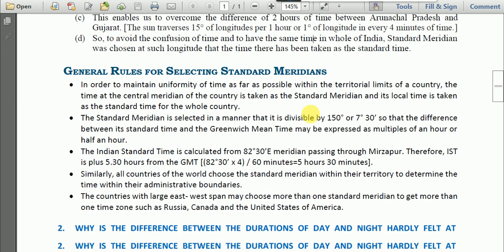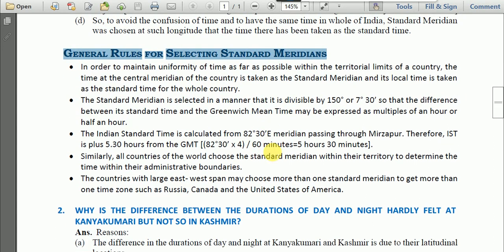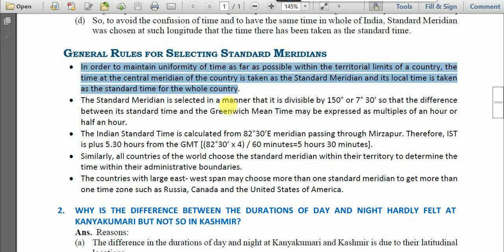And here we have some more information about the general rules for selecting the standard meridian. Let us read. In order to maintain uniformity of time as far as possible within the territorial limits of a country, the time at the central meridian of the country is taken as the standard meridian, and its local time is taken as the standard time for the whole country. This is rule number 1 for the selection of the standard meridian of a country.